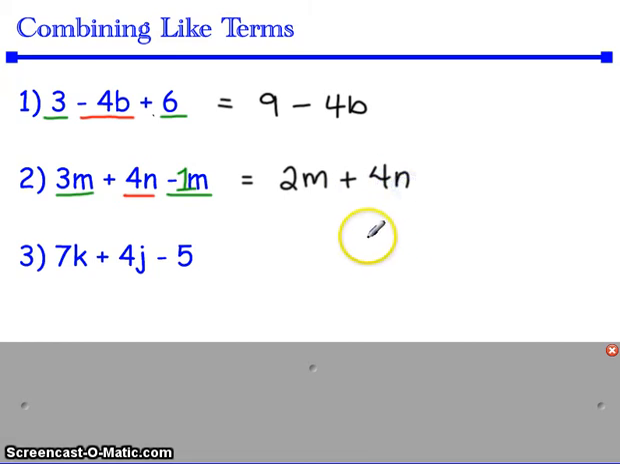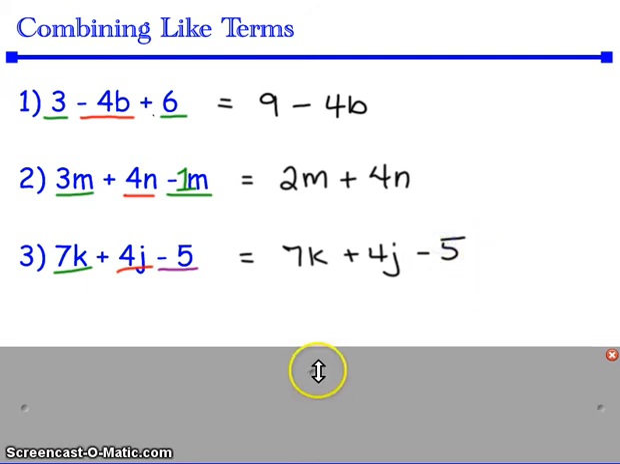In number 3, I see a 7k, but I don't see any other k's. And then I see a 4j, but no other j's. And then I see a -5, but no other regular numbers. That means that there are no like terms to add together, so if someone said to me, combine like terms, I would say there aren't any, and I would just rewrite the problem and say, that's the answer, and we're done.